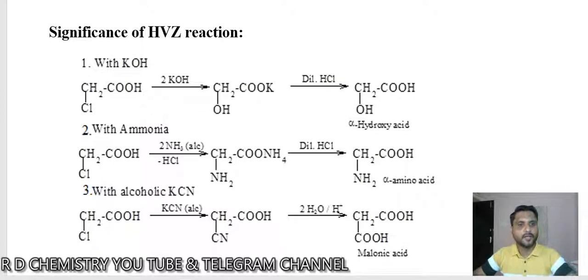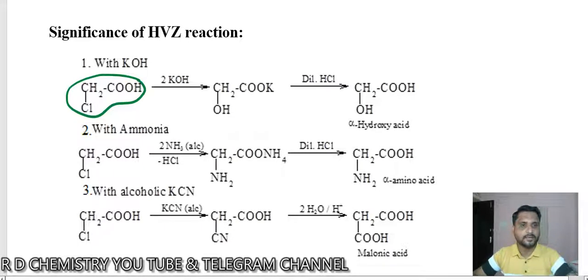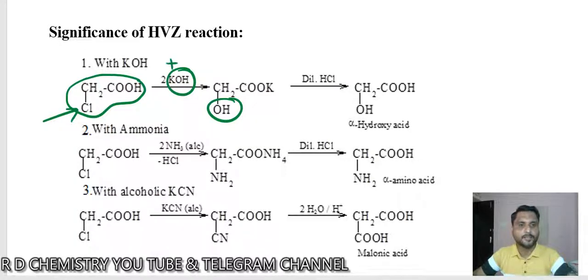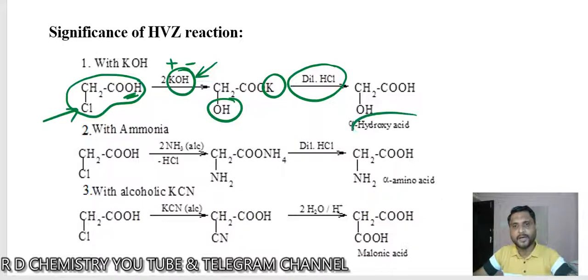Now see here we have got, say, chloroacetic acid. If I treat it with KOH, Cl will be replaced by OH. This is a nucleophilic substitution reaction. Also, this is a carboxylic acid, which reacts with the base to give the potassium salt. Then, to remove the potassium salt, it should be acidified with a dilute acid to give, instead of alpha chloro, alpha hydroxy carboxylic acid.